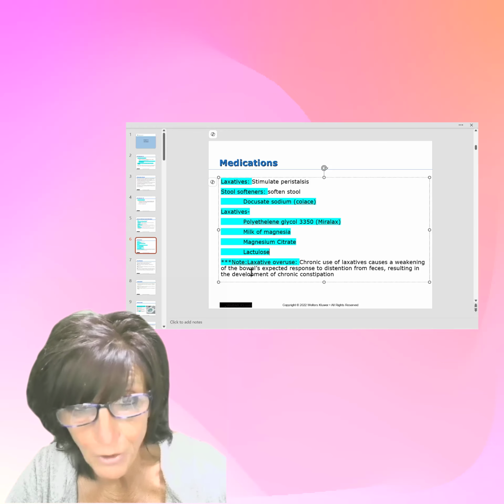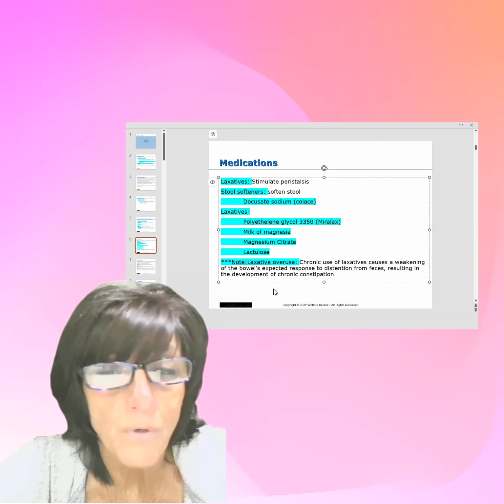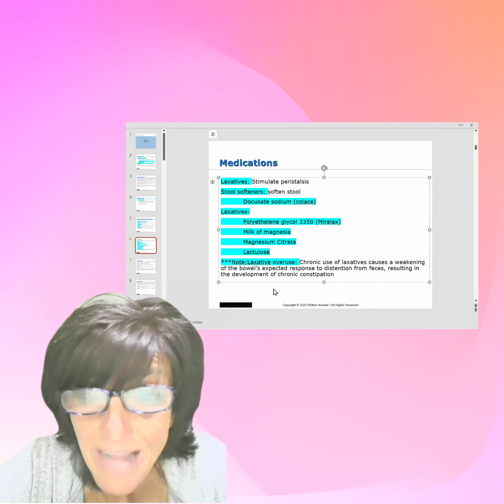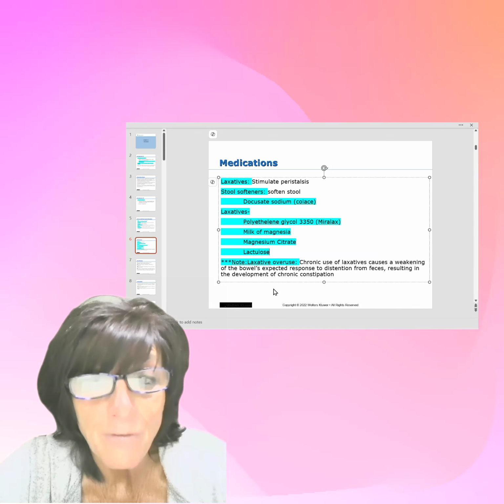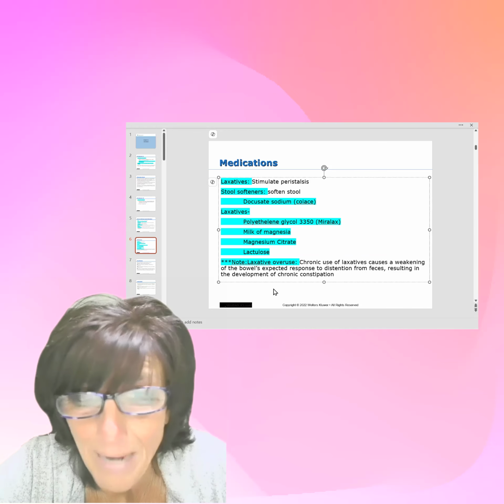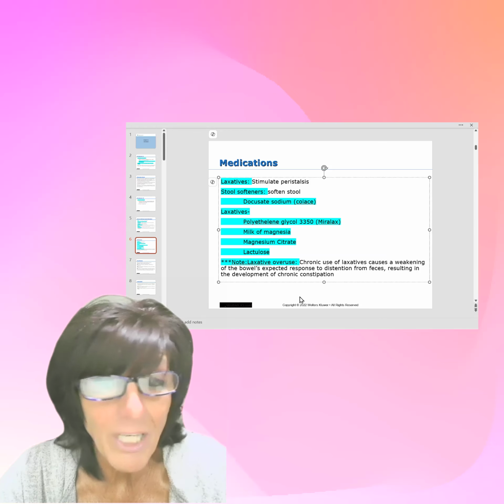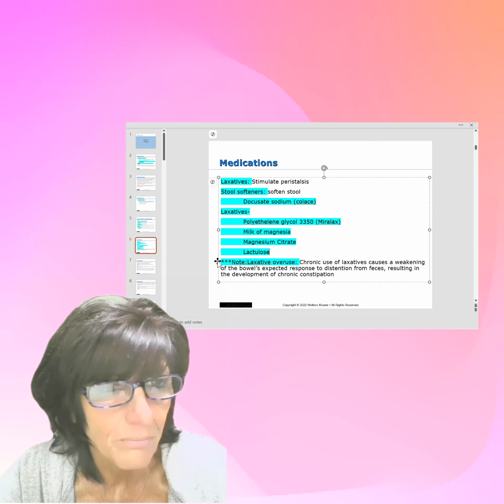See these big stars down here? Note. Laxative overuse. Somebody who chronically uses laxatives and can't go without using them, it's a problem because if they ever stop, they're not going to be able to move their bowels, right? And it's going to result in chronic constipation. Nobody should be using laxatives on the regular.